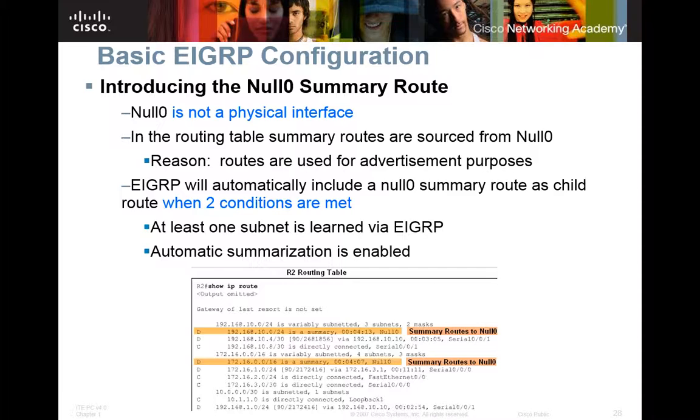If you see this right here where it has Null0, those are summary routes, not a physical interface. There's no such thing as Null0. Two things have to happen in order for you to get that. You have to have auto summarization, and at least one subnet has to be learned by EIGRP. Everyone with me?